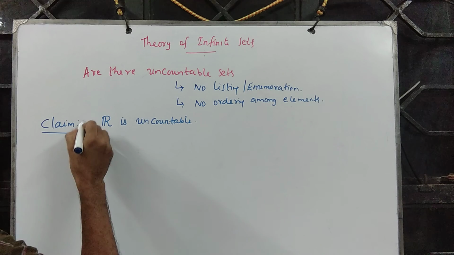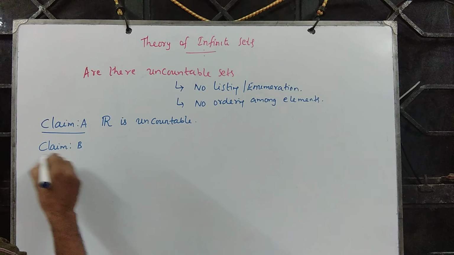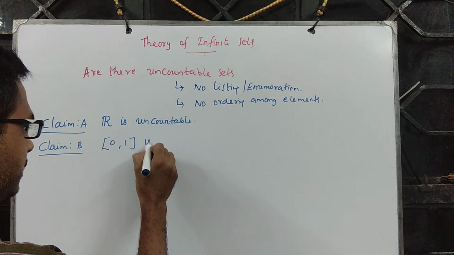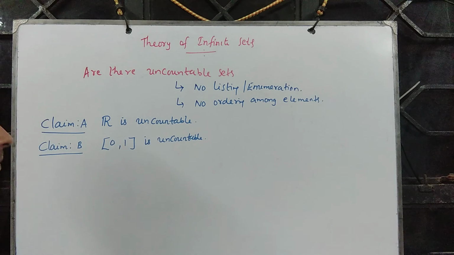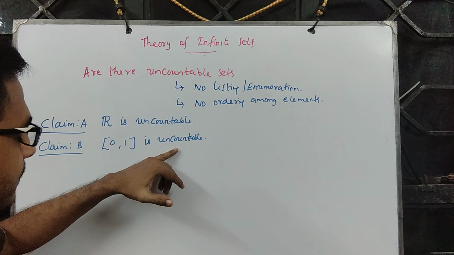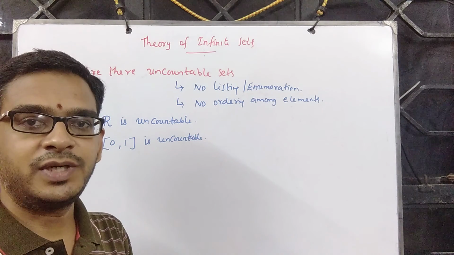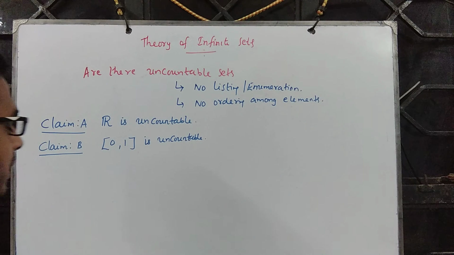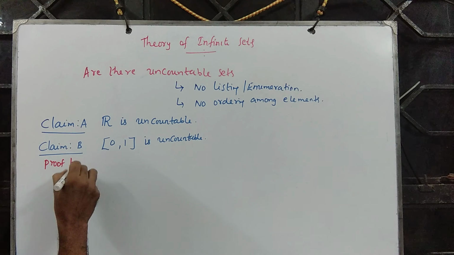In fact, to prove this, we will even consider an easier claim. We will show that the closed interval [0, 1] is uncountable. So we are going to prove this. Suppose this is uncountable, then this is a subset of R. A subset is uncountable, therefore its superset is too. That's how the argument will be. So what we will do, we will run a proof by contradiction.